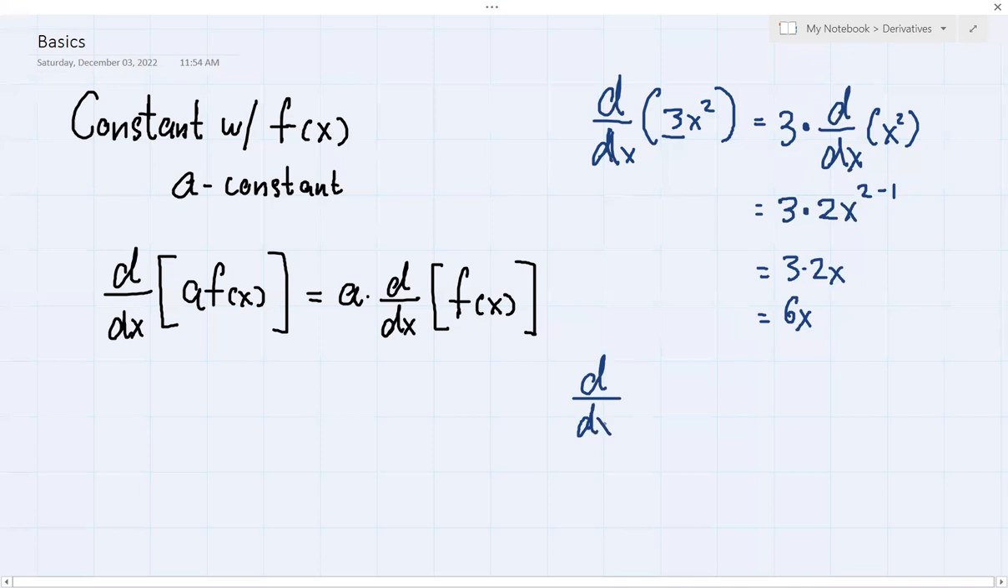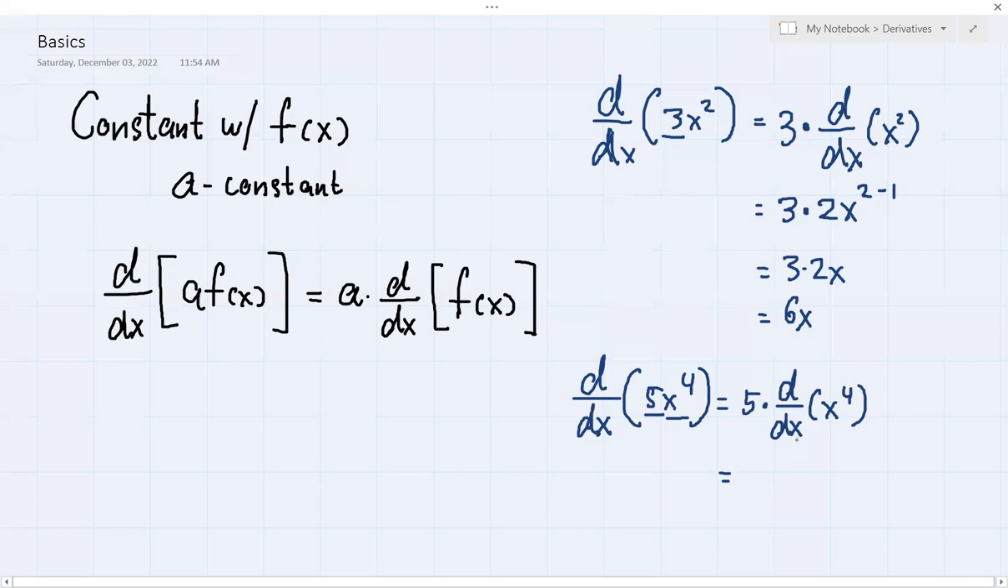Now, let's find the derivative of 5x raised to 4. Okay? So, meron tayong constant na 5 at meron tayong algebraic function na x raised to 4. So, anong gagawin natin? First, copy the constant, 5. Then next, kunin mo yung derivative ng katabi niya, which is x raised to 4. Now, how are we going to get the derivative of x raised to 4?